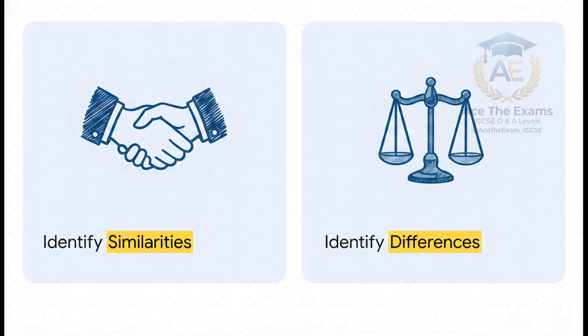Let me tell you about a massive roadblock I see all the time. A student will write a whole paragraph listing the advantages of a bank loan. Then they start a new paragraph listing the disadvantages of a share issue. Guys, that is not an analysis. That is just writing two separate lists.